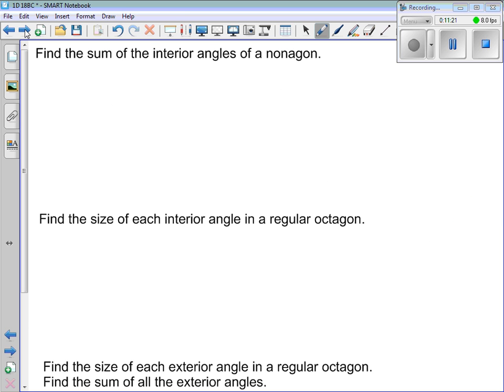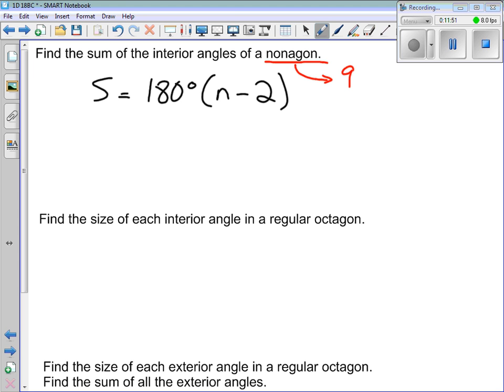You've got these questions on the back of your sheet. Find the sum of the interior angles of a nonagon. First thing we need to know is the number of sides. How many sides do you think a nonagon has? Jackie? 9. A 9-sided figure. So if we want the sum of the interior angles, we use that equation we just came up with. The sum is 180 degrees times n minus 2.